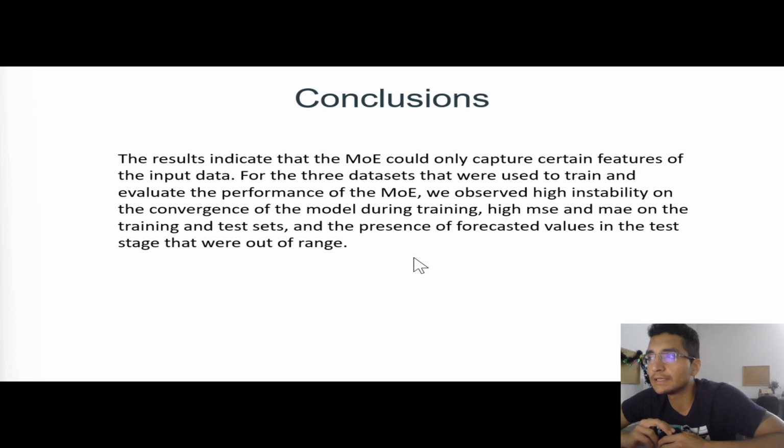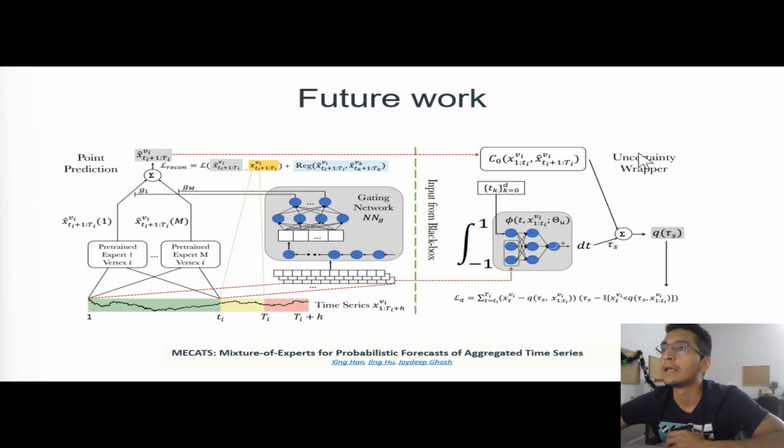For the three data sets that we were using to train and evaluate the performance of the mixture of experts, we observed high instability in the convergence of the model during training. It had relatively high mean square error and mean absolute error on the training and the test set. And we observed the presence of outlier forecasting values that are out of range.